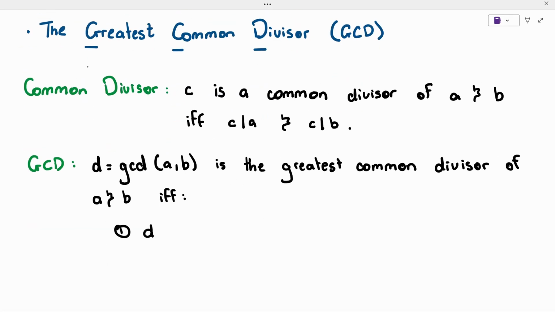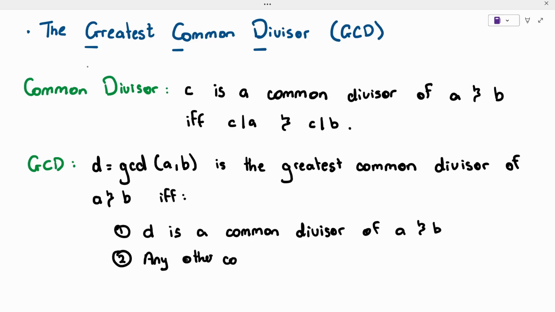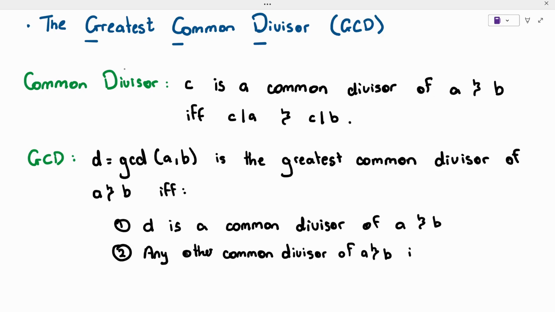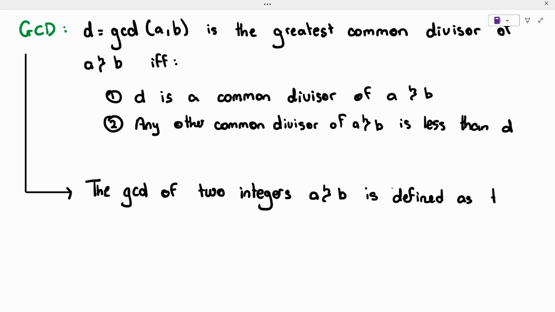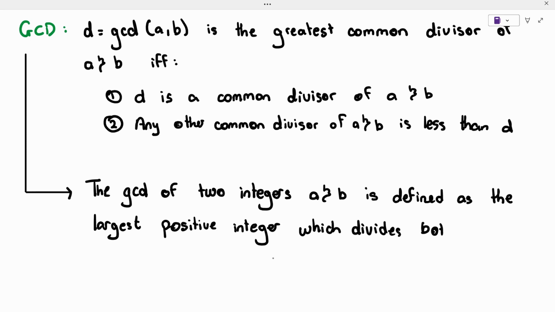One, D is a common divisor of A and B, and two, any other common divisor of A and B is less than D. In other words, the GCD of two integers, A and B, is defined as the largest positive integer which divides both numbers exactly, right?